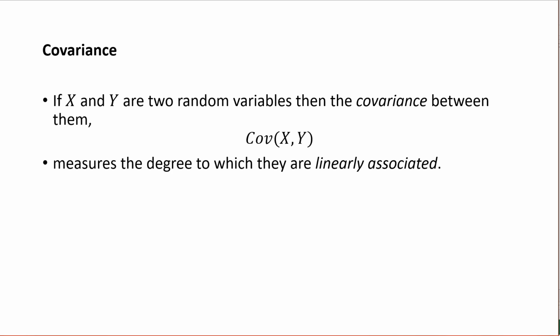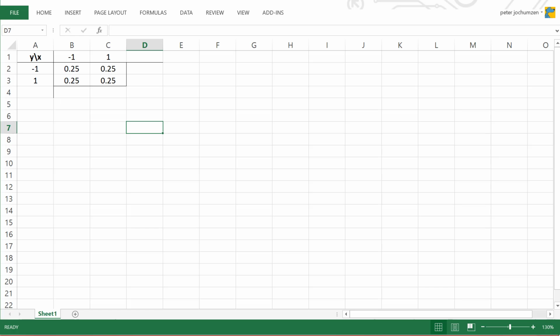So the random variable x can take a bunch of values, the random variable y can take a bunch of values. If it's the case that whenever x tends to be high, y tends to be high, and vice versa, then it has a positive covariance. We'll look at a better example later on in this lecture.